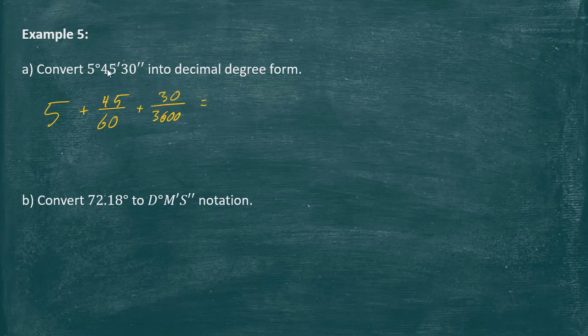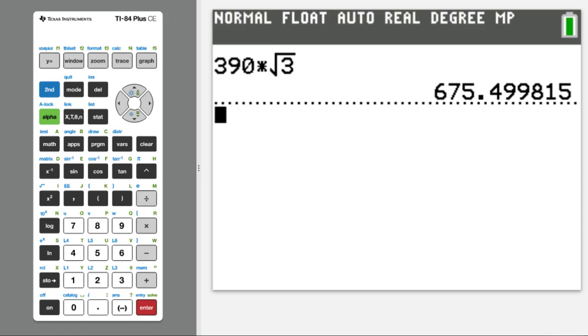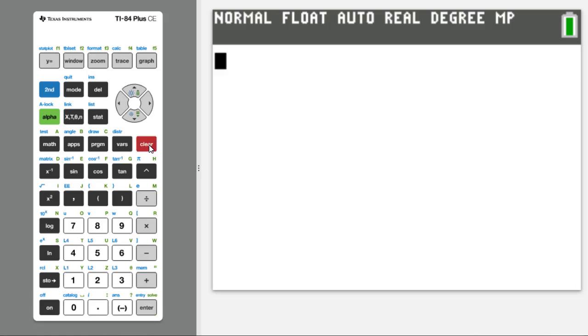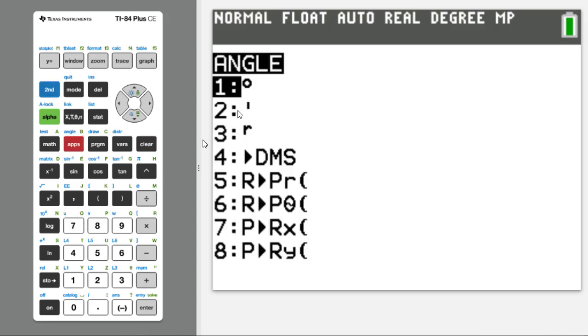The other option I could do is actually just type it in exactly as it looks, which I'll model both of those here in just a second. You'll see that the decimal result I get for both of these comes out identical. So let's go ahead and bring up that calculator and clear out what we got on the screen. So I'd go with the 5 degrees, so 5, and then go into that angle menu, choose the first option, 1.